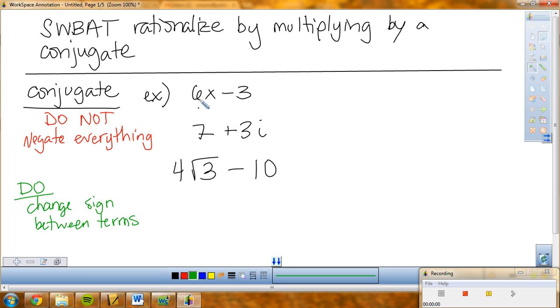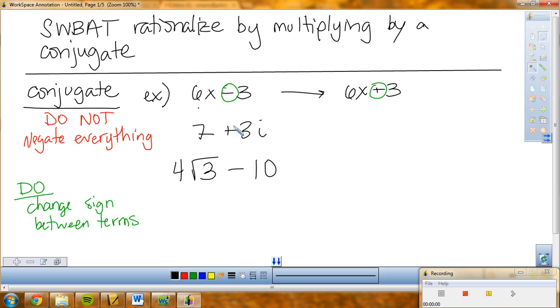Okay, so here we have a positive 6x and a negative 3. The conjugate of this would be just 6x plus 3. You can notice that we're just changing the sign in between the terms. But I'm not making the positive 6 negative and the negative 3 positive. No. I'm not negating everything, just the sign in between the terms.